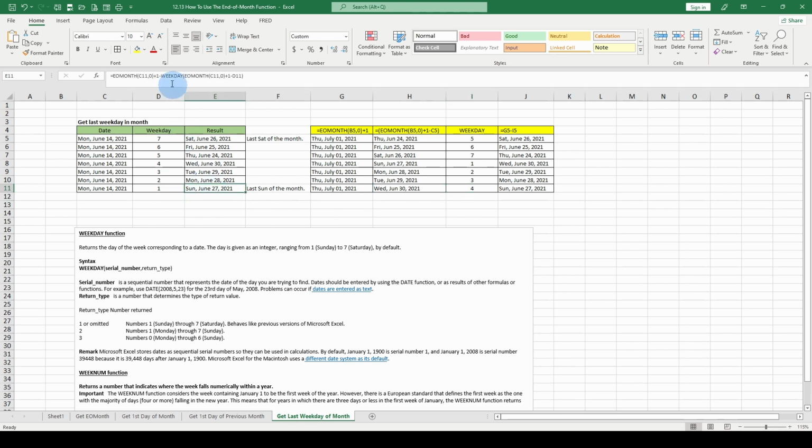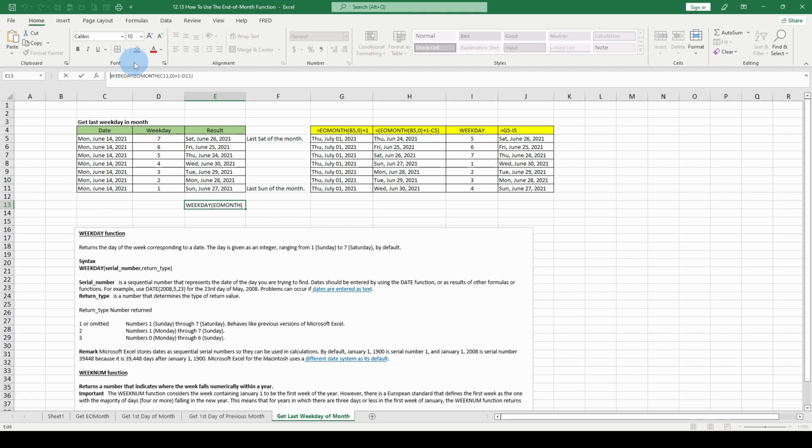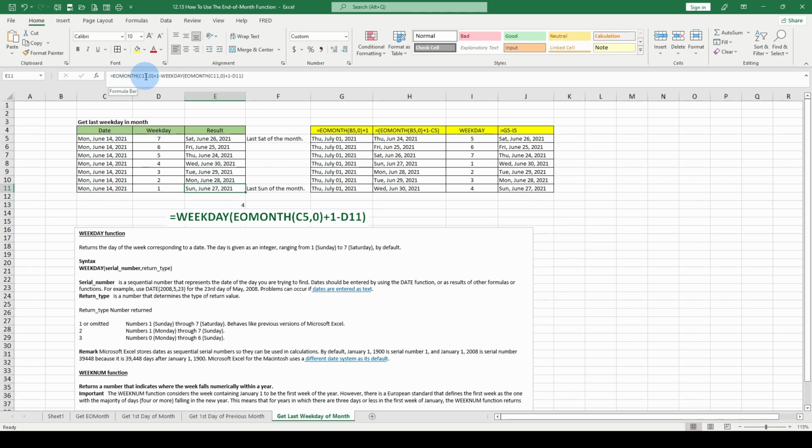Let's grab this WEEKDAY(EOMONTH), copy, cancel, hit paste, put an equal sign, and there. All we're doing is saying from July 1st, 2021, subtract 4 days. Weekday, we open this up. What is the end of month? C11 plus 1. We know over here on the right, it's July 1st. July 1st minus 4.